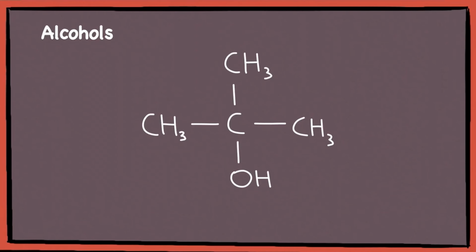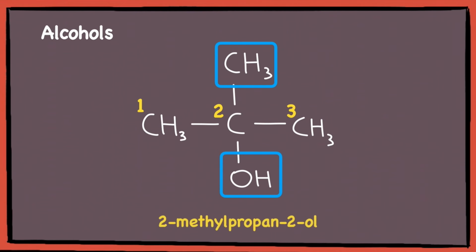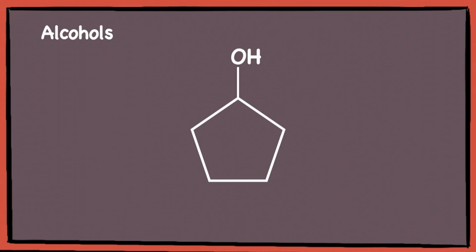For this organic compound, the parent chain is this one here with 3 carbon atoms. There are 2 side groups. Can you spot them? Well, it's actually this methyl group here and the OH group. Since both of these groups are attached to the second carbon atom of the parent chain, the organic compound will be called 2-methylpropan-2-ol. For this one, since it has 5 carbon atoms on the main chain and it's a cyclic compound, with the OH side group sticking out, it is called cyclopentanol.